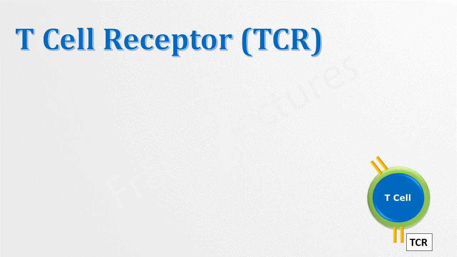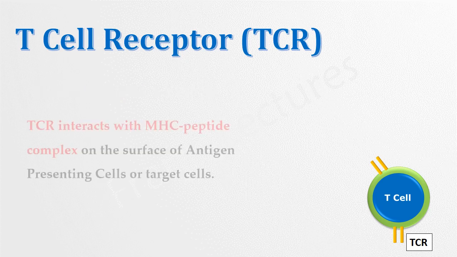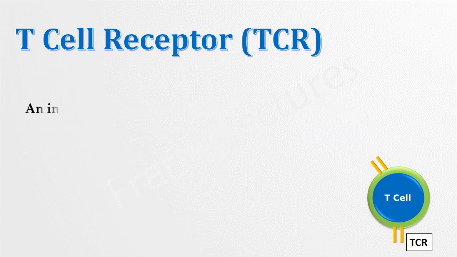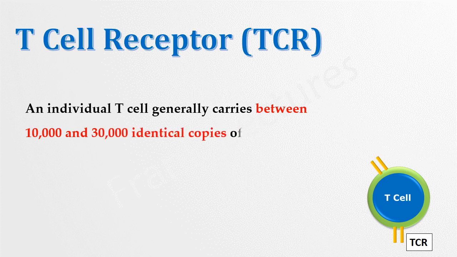T cell receptors, abbreviated as TCRs, are molecules on the surface of T cells. These are membrane-spanning proteins. It is this TCR which interacts with antigens presented by MHC molecules on the surface of antigen-presenting cells or target cells. Each T cell has thousands of copies of the same TCR on its surface. An individual T cell generally carries between 10,000 and 30,000 identical copies of a single TCR.